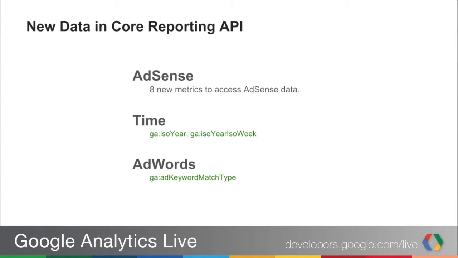And then finally, we added a new AdWords dimension, the ad keyword match type, which basically shows you which match types were applied to a specific keyword. Again, these are all available through the Dimensions and Metrics Explorer. You can check them out. And they're available, of course, in the Query Explorer, so you can go in there and try the data out and see what it looks like.